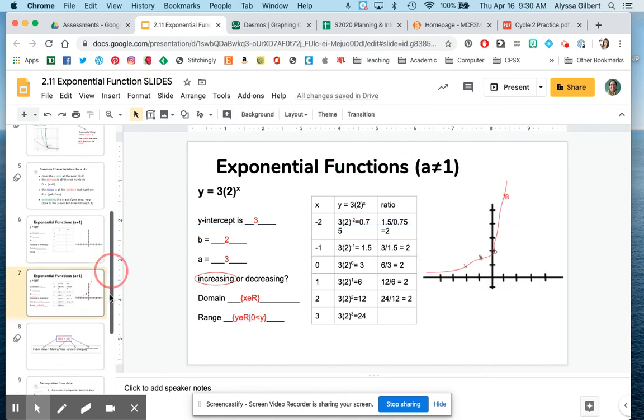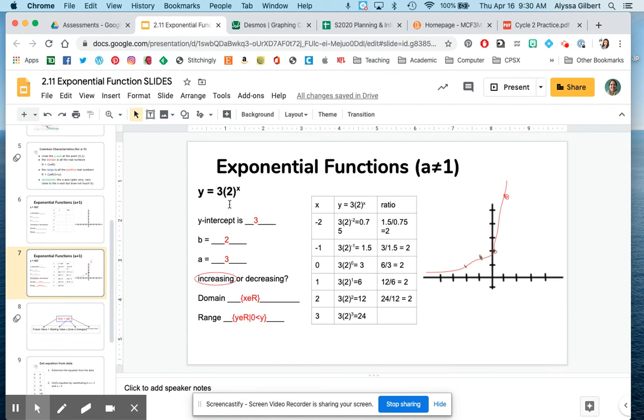Okay, so let's take a look. That happened. This is what happens when we have a is not 1. Notice the connection here between a and your y-intercept. So a is actually going to tell us our y-intercept, which is really nice.